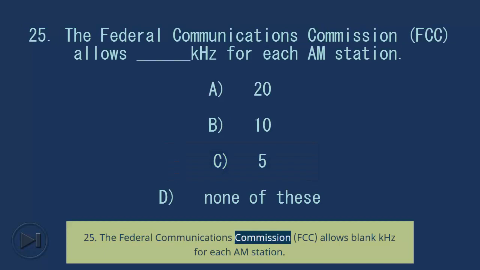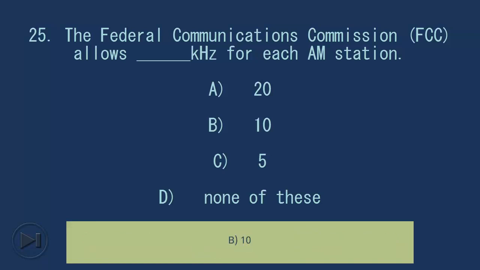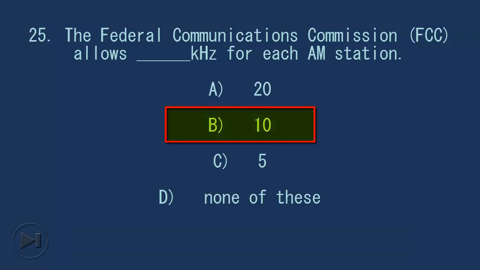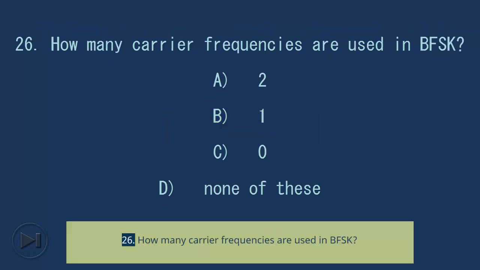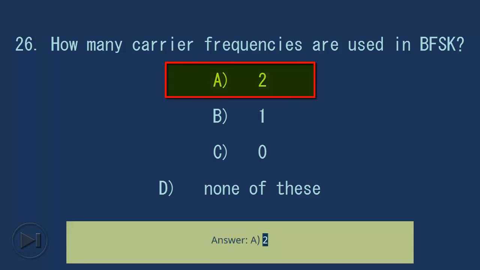25. The Federal Communications Commission, FCC, allows blank kilohertz for each AM station. A. 20. B. 10. C. 5. D. None of these. Answer, B. 10 kHz. 26. How many carrier frequencies are used in BFSK? A. 2. B. 1. C. 0. D. None of these. Answer, A. 2.